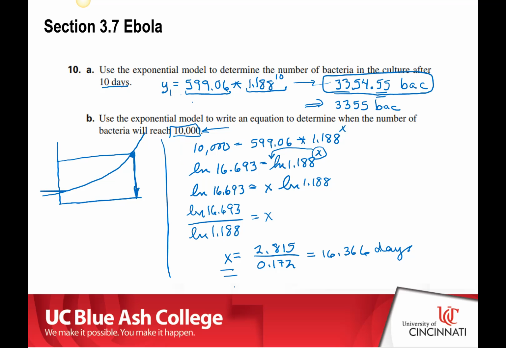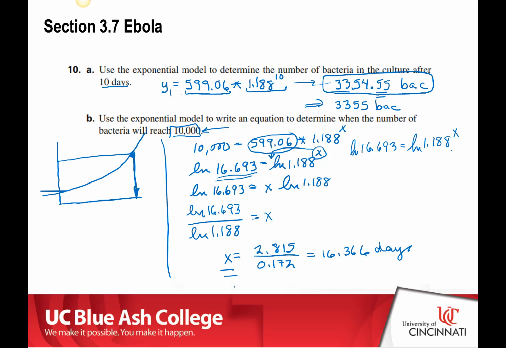Solving things algebraically means that we're going to take the 10,000 and set it equal to the 599.06 times 1.188 to the x. First thing you want to do here is to divide both sides by the 599.06. And when you do that, you're going to get 16.693 equals 1.188^x. We're going to apply the natural log to each side, as we did earlier with exponential functions, but it's not going to play quite the same.